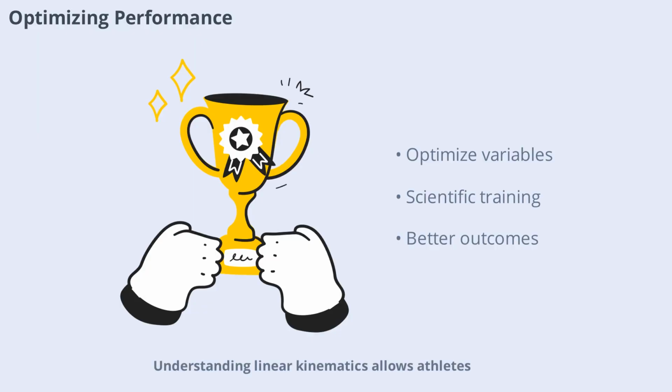Understanding linear kinematics allows athletes and coaches to optimize performance. By tweaking variables like speed, angle, and height, they can achieve better results in jumping, throwing, or shooting. This scientific approach leads to more effective training and improved outcomes.